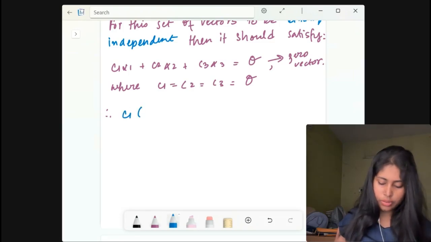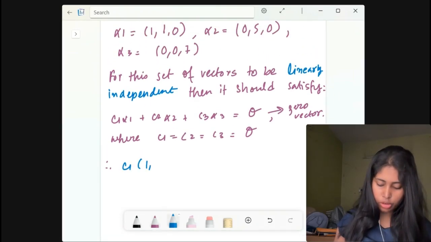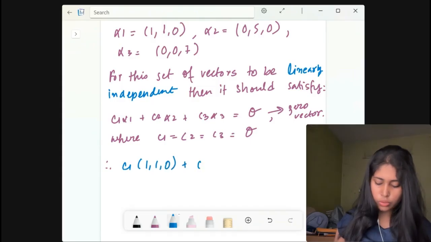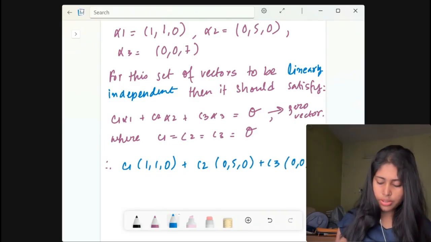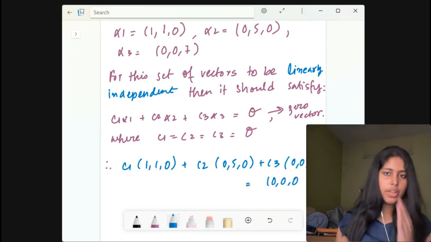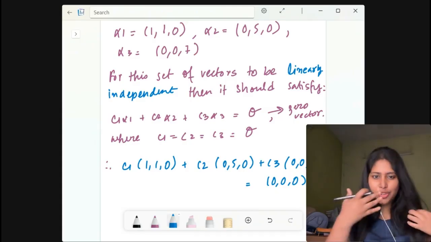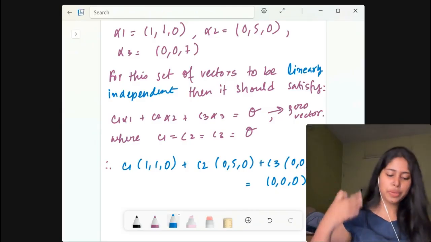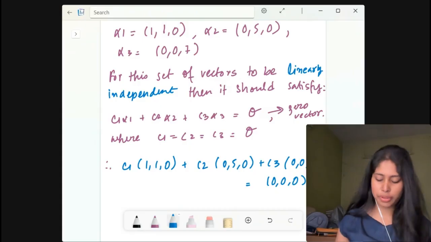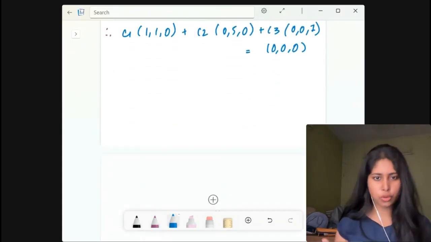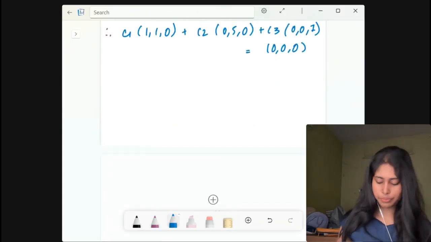c1 times (1, 1, 0) plus c2 times (0, 5, 0) plus c3 times (0, 0, 7) is equal to (0, 0, 0), right? So this is given already. I'm sorry, I'm having itchiness here. Anyway, moving on to the question. This is what we need to solve, and let us see how to solve it.